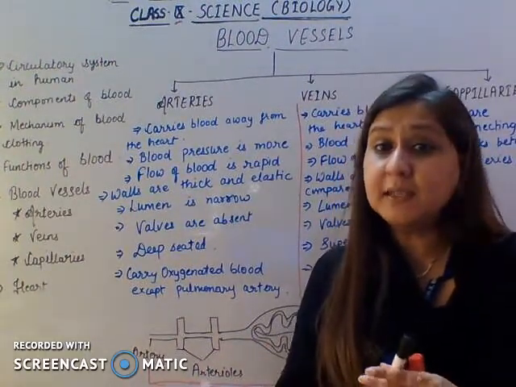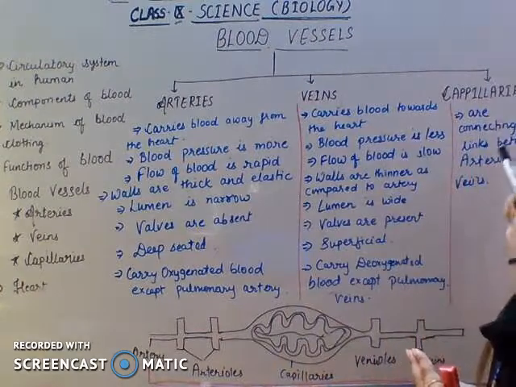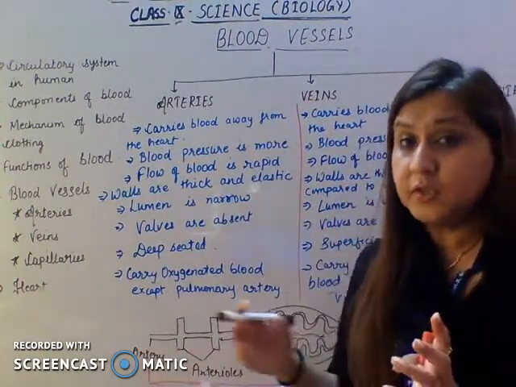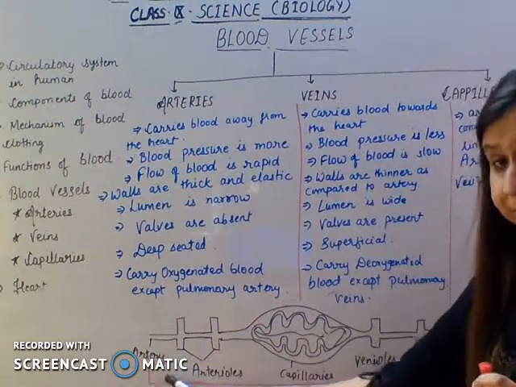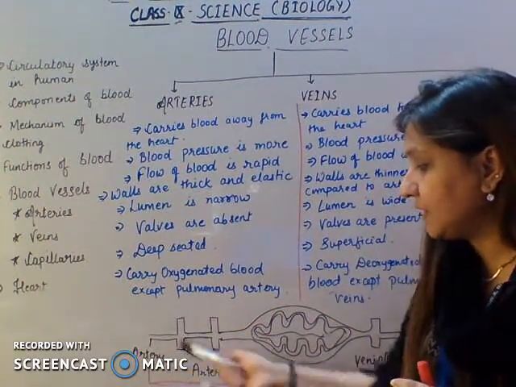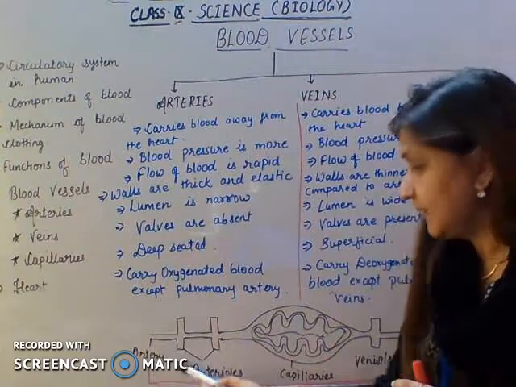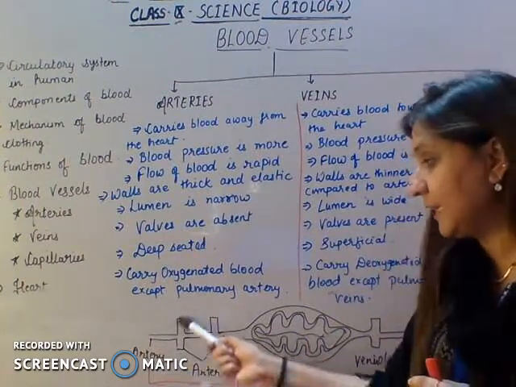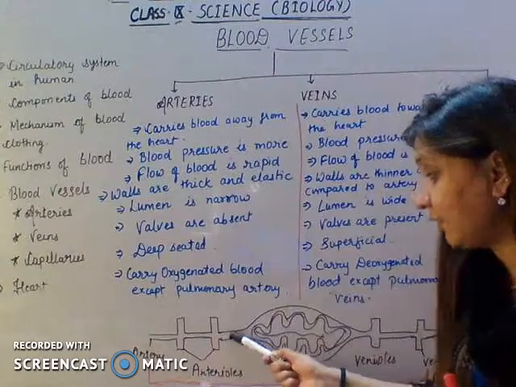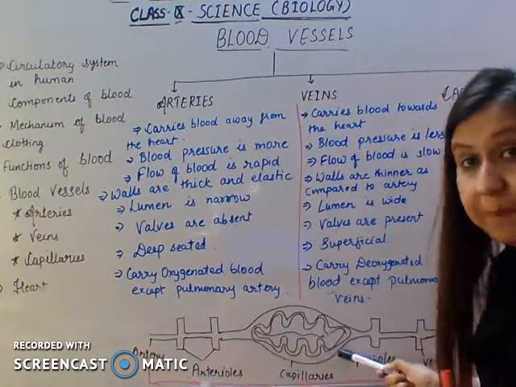Capillaries are the connecting links between the arteries and veins. Here you can see, this is an artery. The artery gets branched and forms arterioles, and then it further branches and forms capillaries.